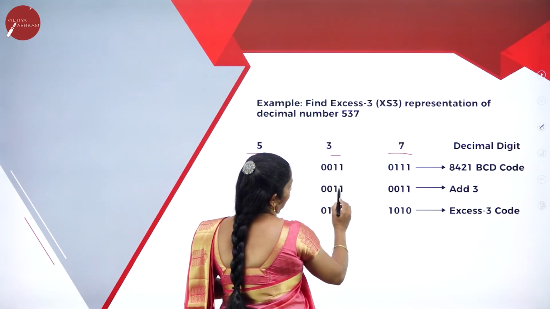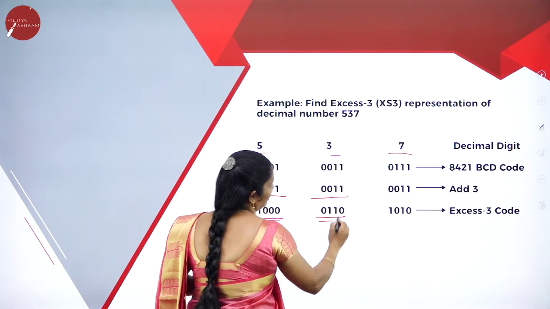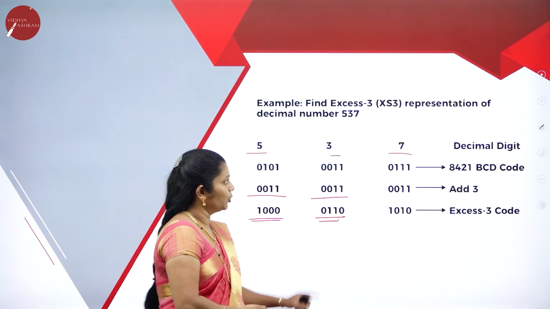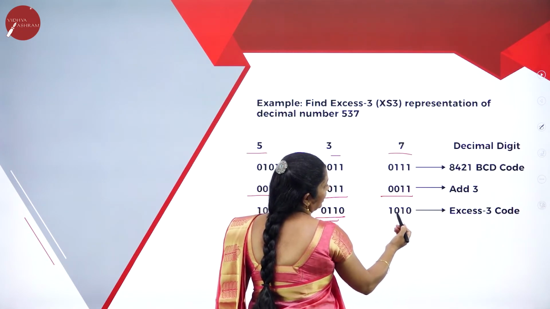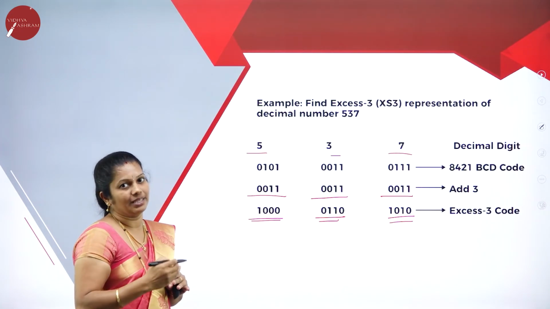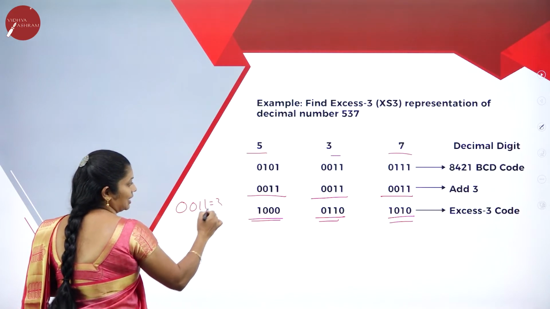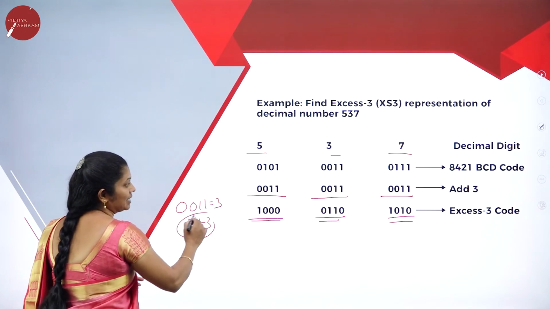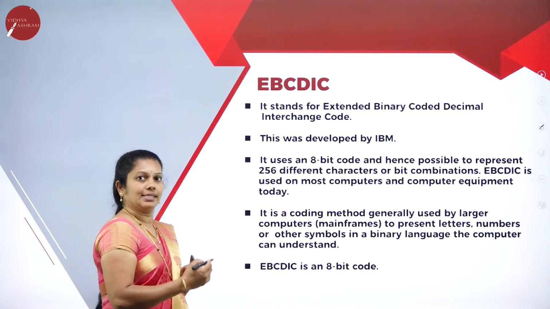Then for 3, once again we add 3, giving 0110. When you add 3 to the value 3, it becomes 0110. Then for 7 also, we add 3, giving 1010. It means that each and every digit we access by adding 3. See here, 0011 represents 3. Then if I have 5, for that also we add 3, and that represents 8 here. Now is it clear? Like this, we can perform XS3.